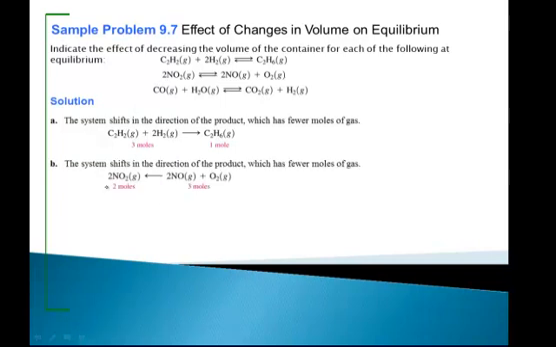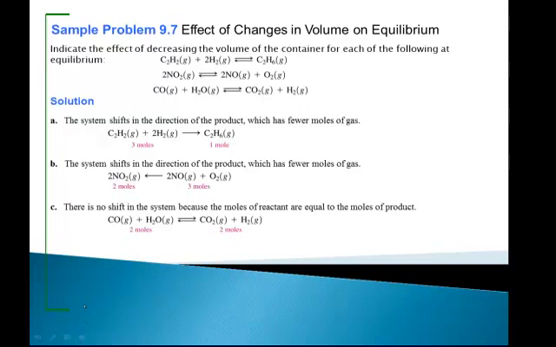For B, I have 2 moles of reactants, and I have 2 plus 1, which is 3 moles of product. In this case, it's going to shift to the side with fewer moles of gas. In that case, it's going to be shifting toward the reactants. And in the last one, I have 2 moles on the reactants and 2 moles on the products. So in that case, it's not going to shift either direction because neither side has fewer moles of gas.